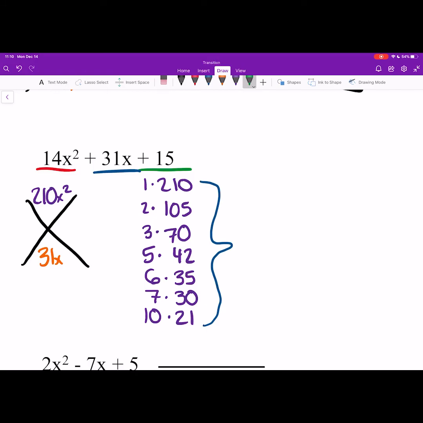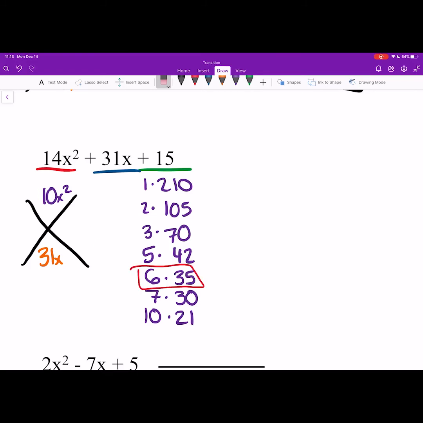Now I know that they either both have to be positive or they both have to be negative, right? Because they need to multiply to get a positive 210. If one was positive and one was negative, that would give me a negative 210, and that's not what I want. So I can run through these combinations, make them both positive or both negative, and combine them and see what I get. So for example, here, if they were both positive, it would be 211. If they were both negative, it would be negative 211, and so on and so forth. And you just run through that process, trying to figure out what things are going to combine to get a 31.